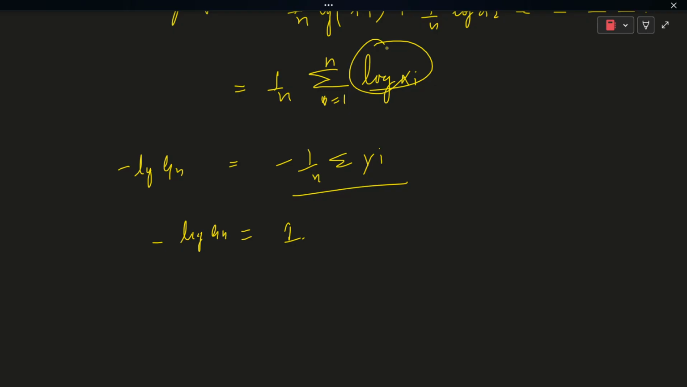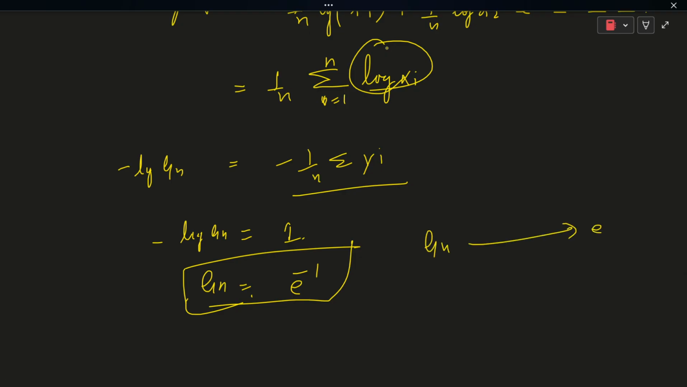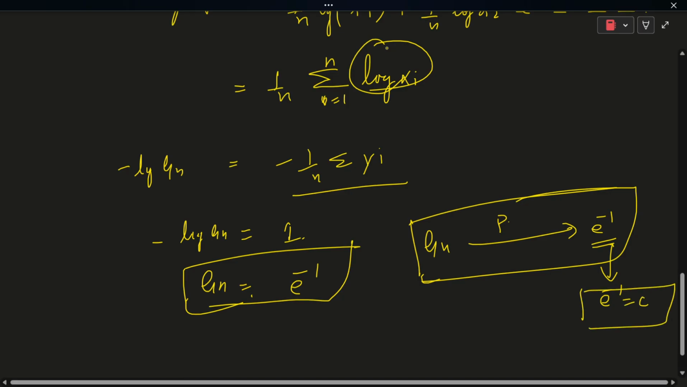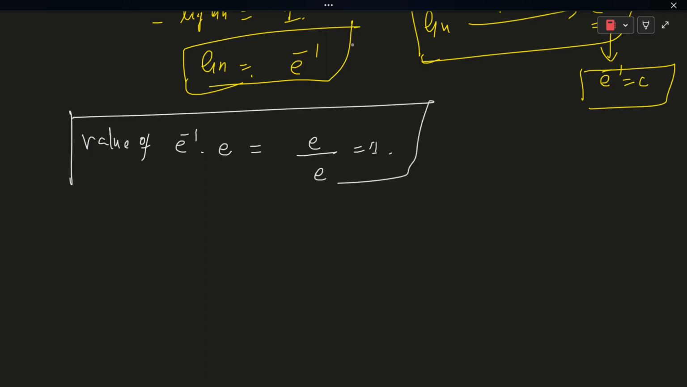So Gn is equal to e raised to the power minus 1. Taking anti-log, Gn is equal to e to the power minus 1. So we can say Gn will converge to e to the power minus 1 in probability. So we find this c as e to the power minus 1 is equal to c, right? So the value of e to the power minus 1 into e, that's e to the power e divided by e, that's equal to 1. So the value of e raised to this power is equal to 1.